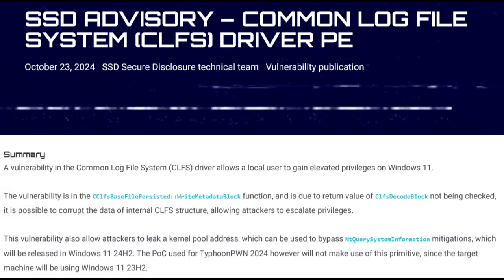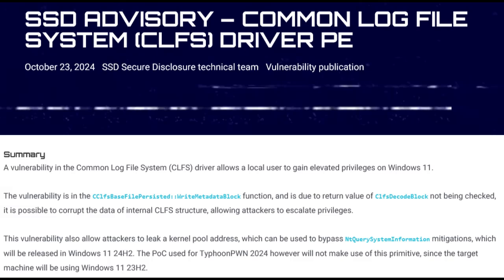The advisory zooms in on a specific function in the CLFS driver. It's called CClfsBaseFilePersisted::WriteMetadataBlock. It's a mouthful, but basically, it's the part that writes important info about the log itself. So it's kind of like adding labels and timestamps to those diary entries we talked about earlier. Exactly. And the problem is this function doesn't double-check the results of another function it uses called CClfsBaseFilePersisted::DecodeBlock. So an attacker could use this to mess with the data going into the log, corrupt it.